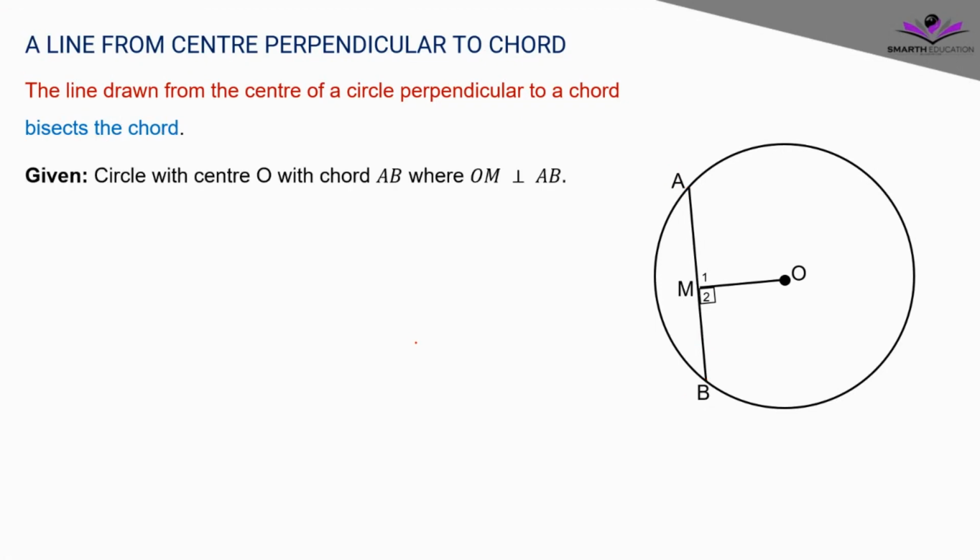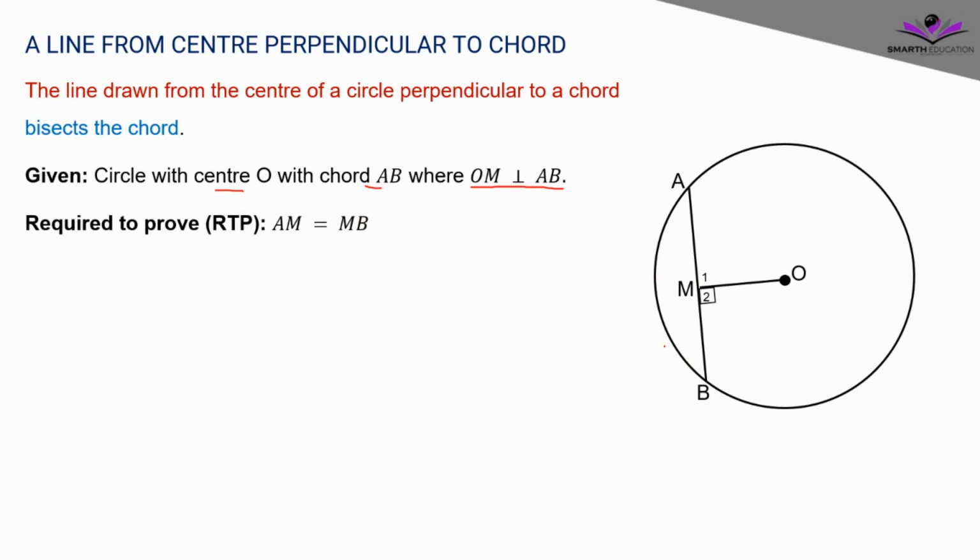Let's prove this theorem. But what do we use to prove this theorem? You have to know that. You have to know the constructions you have to do and the theorems you have to use. Given a circle with center O, with chord AB, where OM is perpendicular to AB. We have the line OM from the center and perpendicular to chord AB. We want to prove that this line divides AB into two equal parts. So we want to prove that AM is equal to MB.